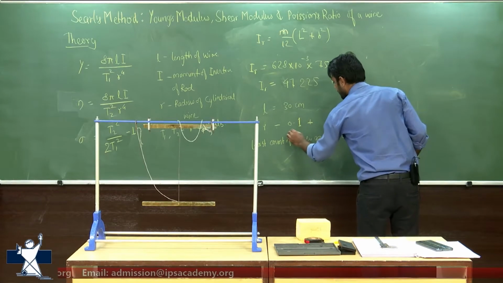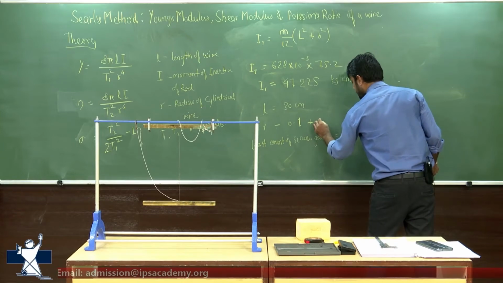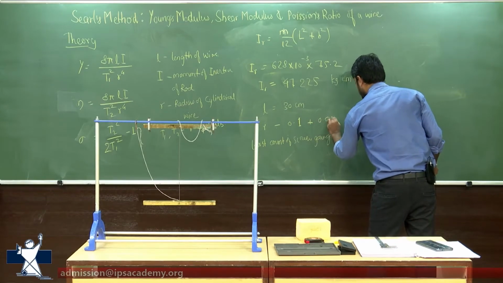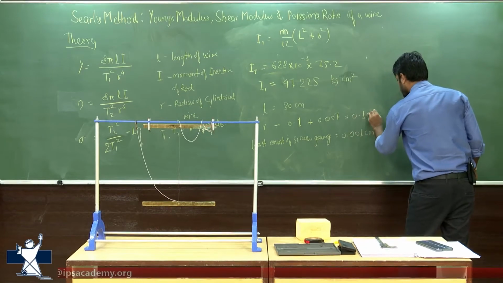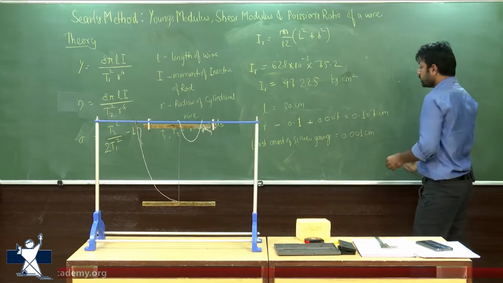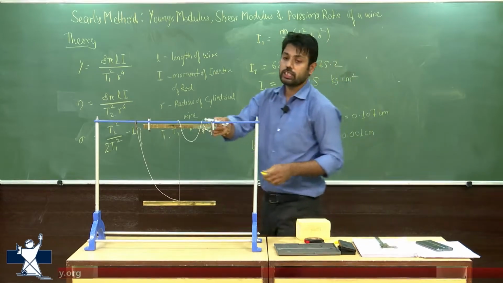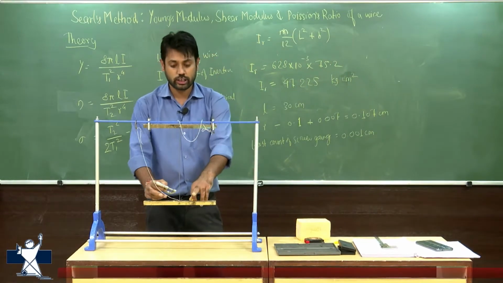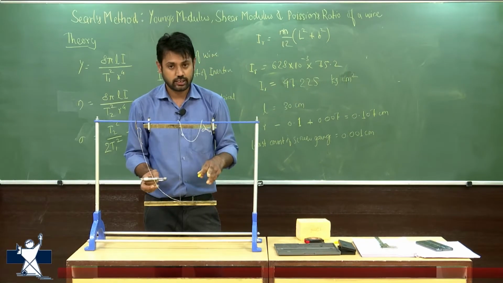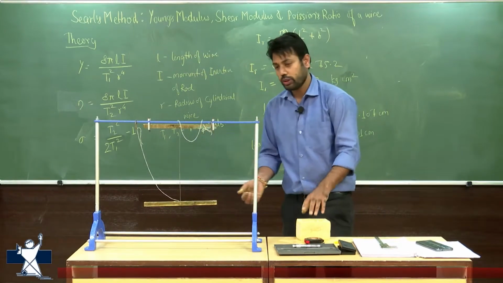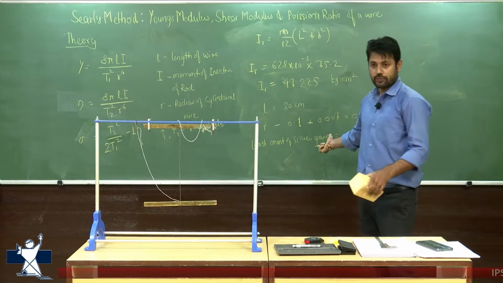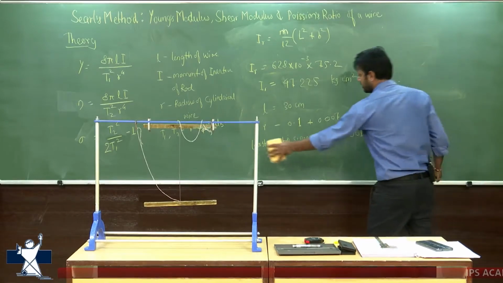So this is your main scale reading and the circular scale reading is 0.007. So the total reading is 0.107 centimeter. Ideally we need to perform this measurement at three different locations of the wire to get the average of the measurement, but I am not going to do it here. So one reading is sufficient for our experiment.